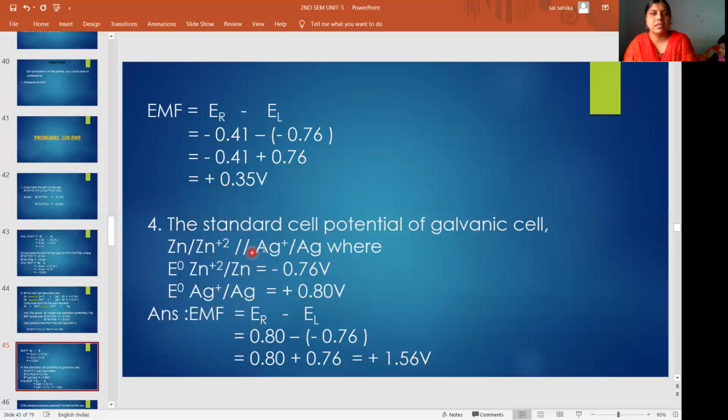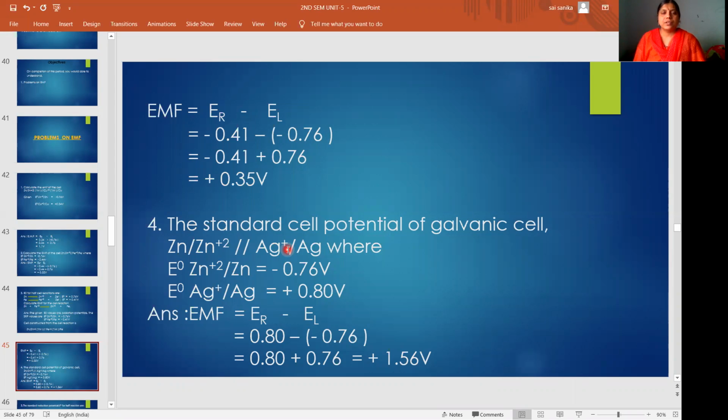So this is the cell here. By seeing this cell, you will identify the anode and cathode. So this is the cathode, this is the anode. So here silver is the cathode, zinc is the anode. So the EMF of a cell is calculated by E right minus E left. So the right hand side electrode is silver, the left hand side electrode is zinc.